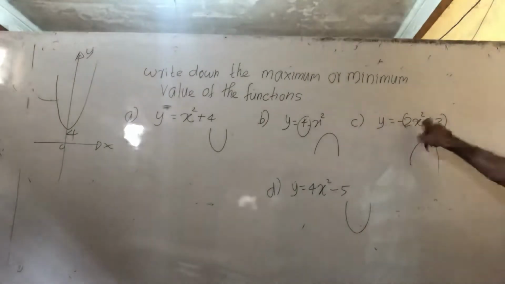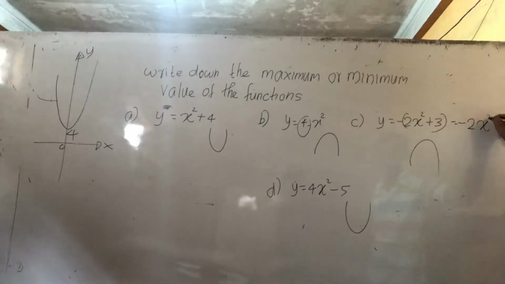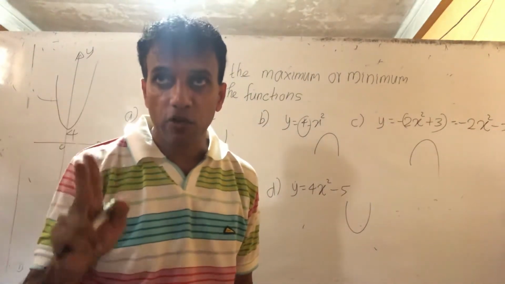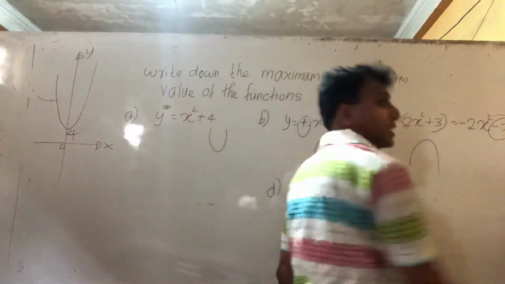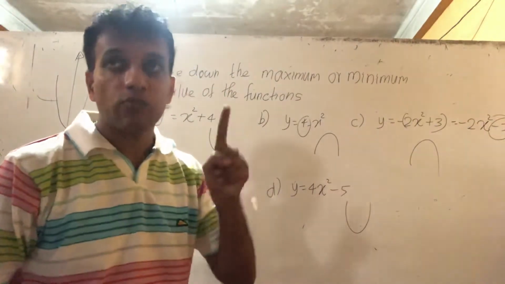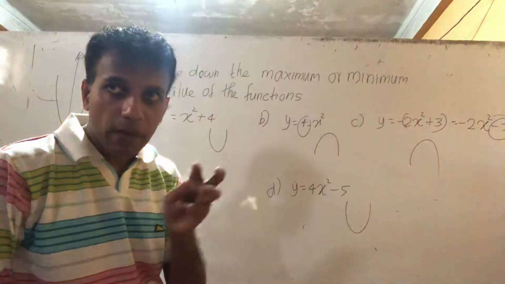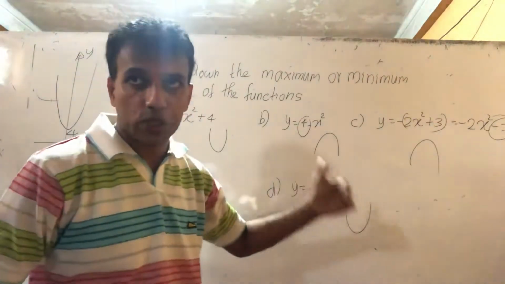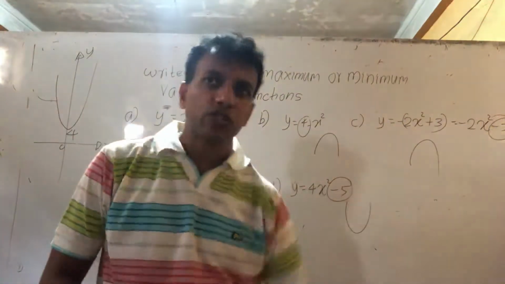Here also, if you multiply the bracket, what happened? Minus 2x square minus 3 is the maximum graph. Why is this maximum? Without drawing, in front of x square minus comes, graph is maximum. What is the maximum point? Maximum value minus 3. Maximum value is minus 3. If they ask the coordinate, what is the coordinate? 0, minus 3. Here it's a minimum graph because in front of x square is positive. So what is the minimum value? Minus 5. So I hope you can answer any type of question like that.